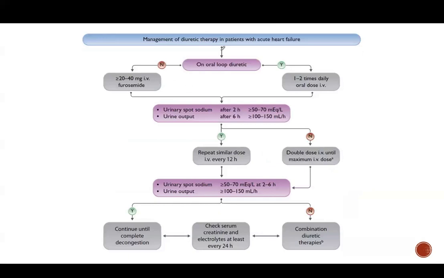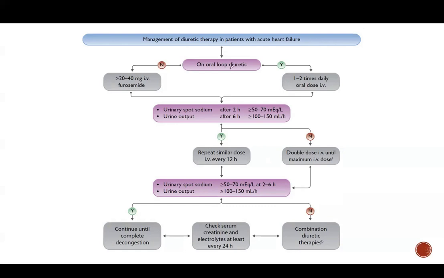Management of diuretic therapy in patients with acute heart failure. Suppose a patient has come with acute heart failure. First, you should see whether the patient is already on oral loop diuretics. If the patient is already using oral loop diuretics, then you should start him on IV diuretics, and the dose should be 1 to 2 times the daily oral dose. Suppose the patient is using furosemide 40 milligrams daily, then your IV dose per day should be either 40 mg or 80 mg in divided doses.